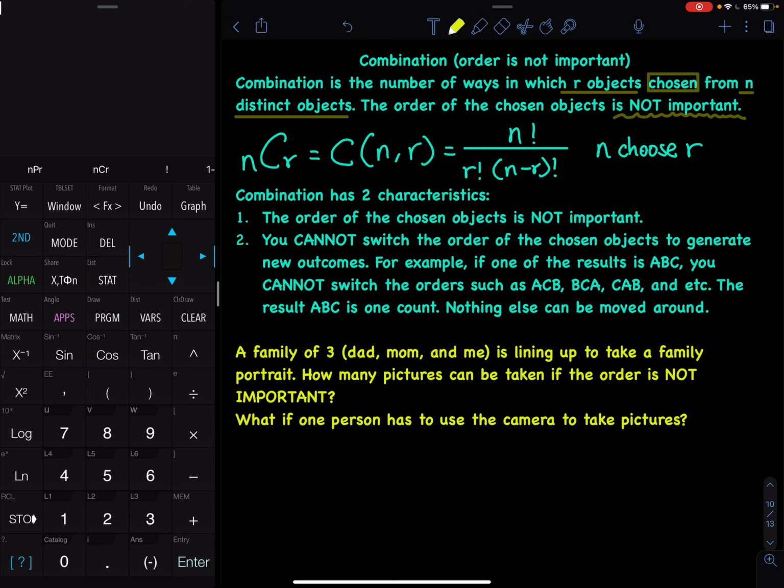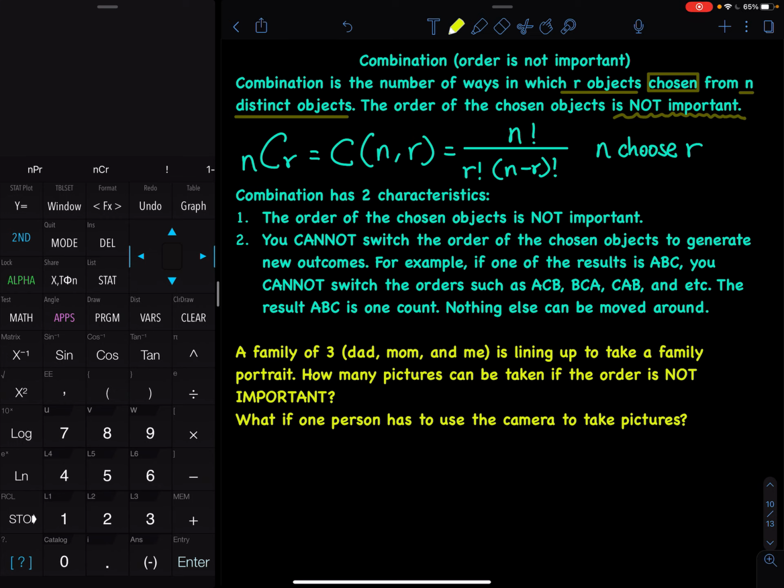Combination has two characteristics. Number one, the order of the chosen objects is not important, and number two, you cannot switch the order of the chosen objects to generate new outcomes. So for example, if one of the results is ABC, you cannot switch the order, such as ACB, BCA, CAB. ABC counts as one outcome. There is no way to move ABC around to generate new outcomes. The result of ABC is one count, so nothing else can be moved around.